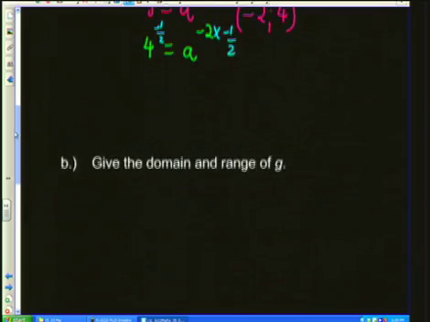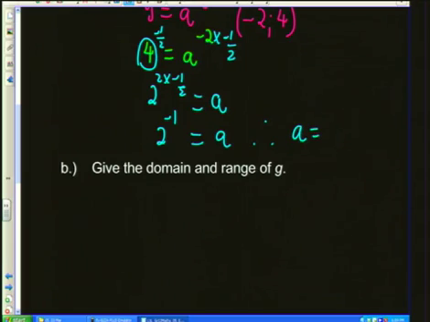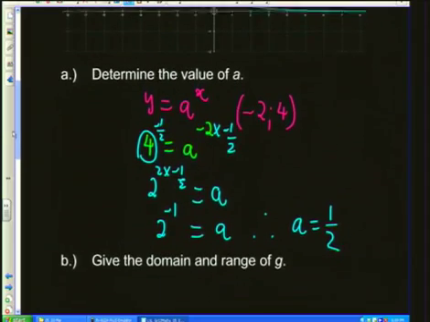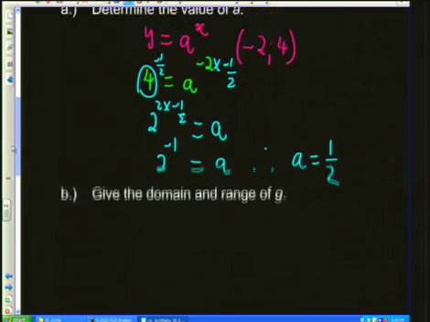Now next, remember, 4 is the same as saying 2 to exponent 2, times negative half, equals a to exponent 1. Now that simplifies: if you multiply 2 by negative half, you get 2 to the negative 1 equals a. Therefore, a equals a half. So this is how we work out what our a is. Okay? Now, the next question says, find the domain and the range of g.